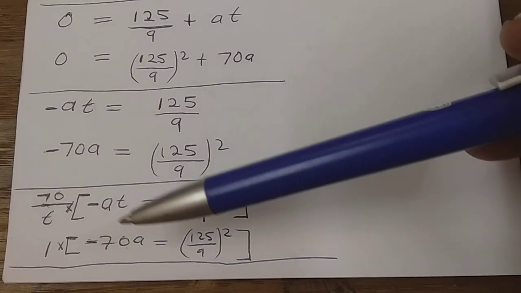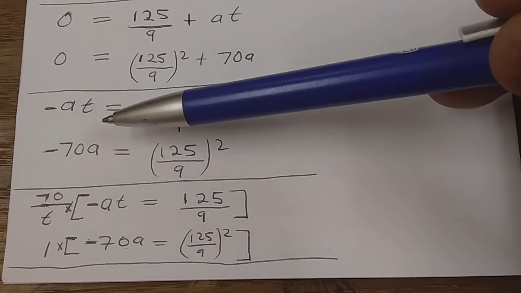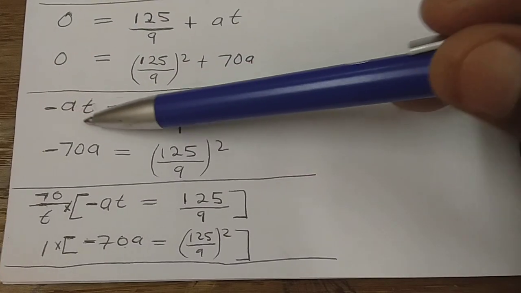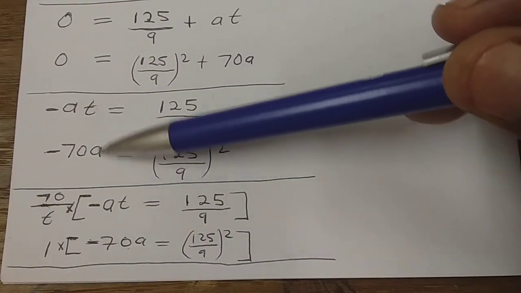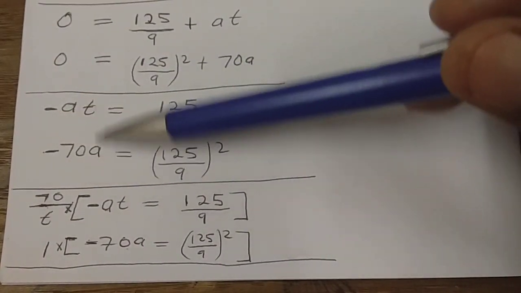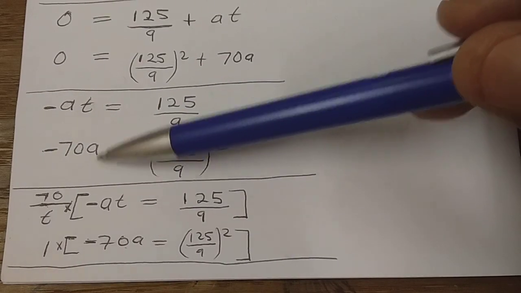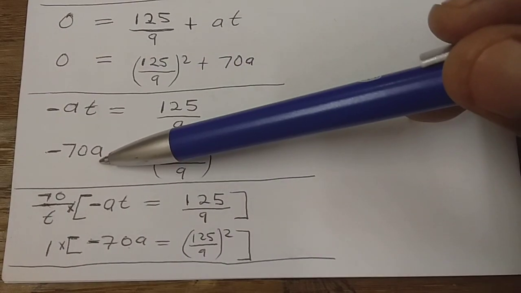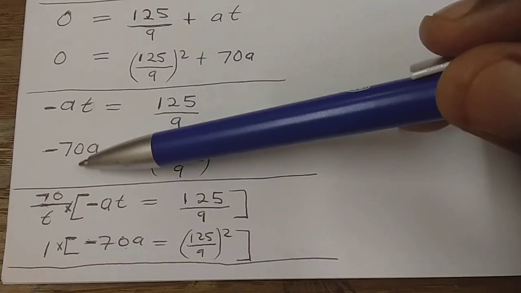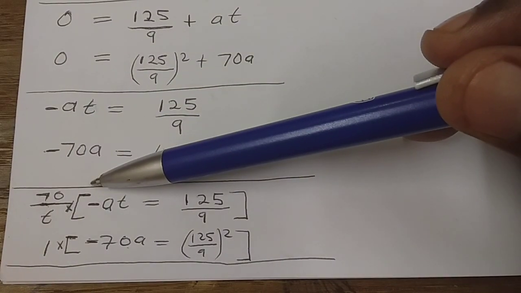So what we are going to do, we want to eliminate. Since we have two variables, a and t, we must eliminate one at a time. So the variable which we want to eliminate this time is a. So we want to be left with a on both sides, then we can subtract the a's. So what do we do to make this number and this number the same?